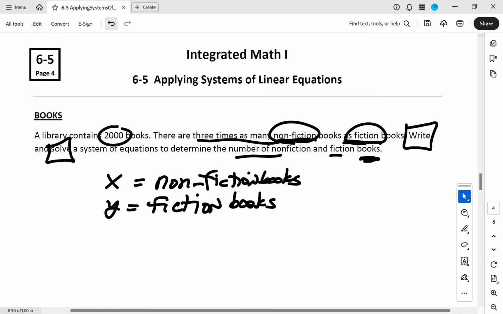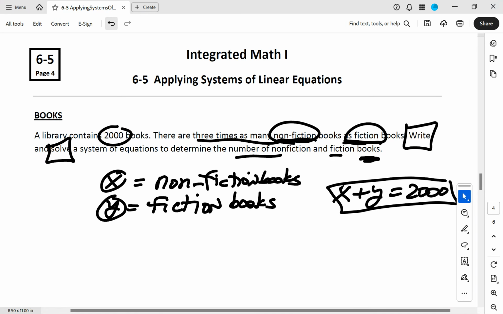So what do we know? Well, we know there's 2,000 total, so this many and this many makes 2,000. Well, that gives us a nice equation, and I'll write it over here. X plus Y is equal to 2,000. And there we have our first equation.